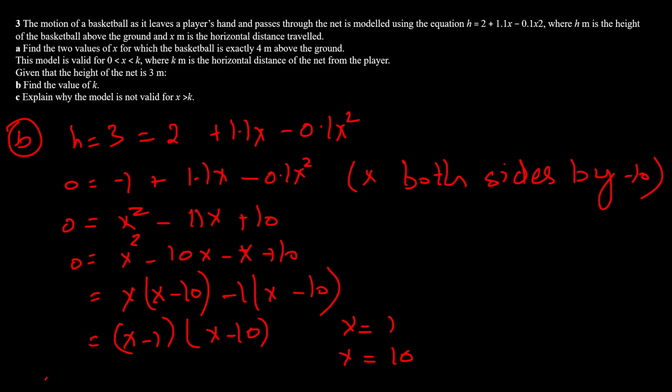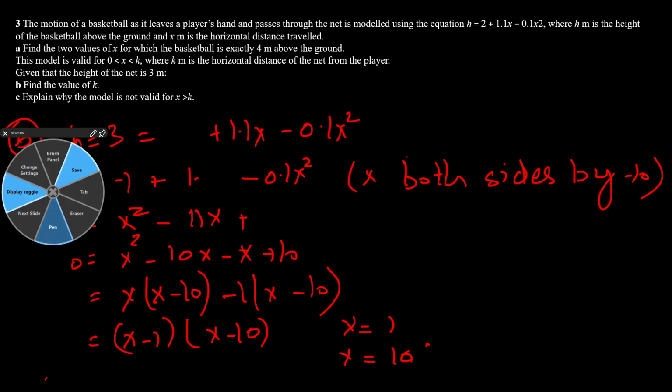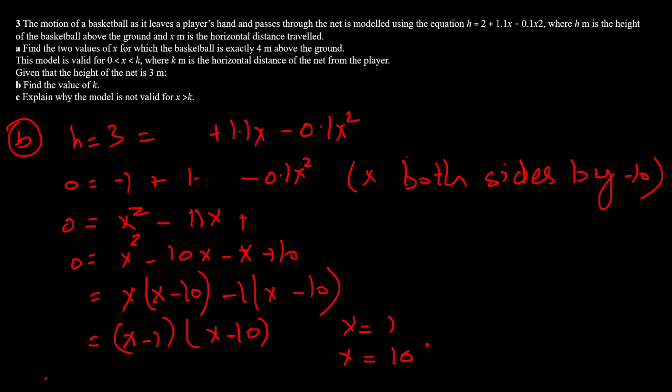After the basketball enters the hoop, this model is no longer valid, because when the basketball enters the hoop, it does not follow a parabolic path. So that's why this model will not be valid for x greater than 10. If we put x greater than 10, this model will lose its validity. So that's question number 3.